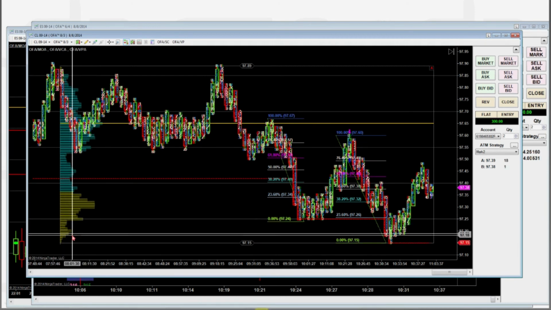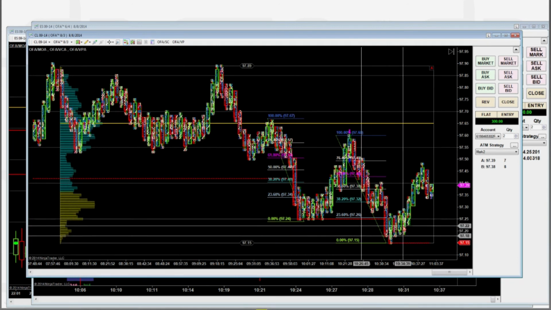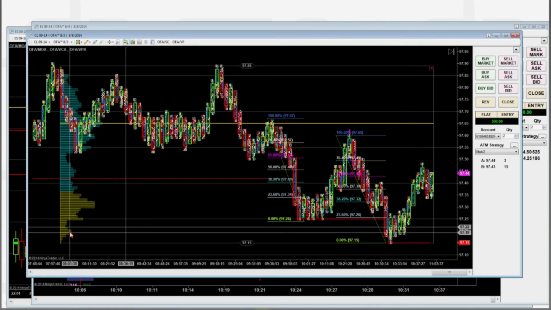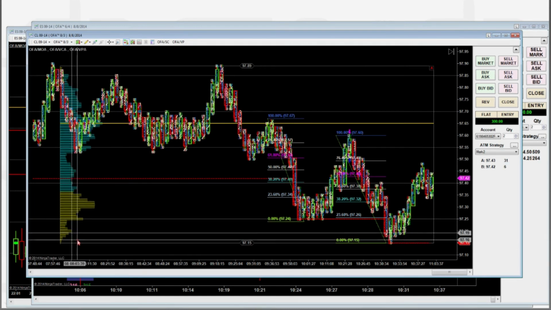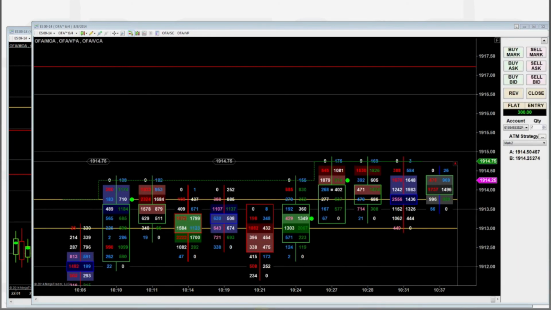This has got a pretty nice finish to the day. It finished quickly with a pop, so you have to respect that as a possible low end of the day. So same principles with the volume profile, just a different instrument.